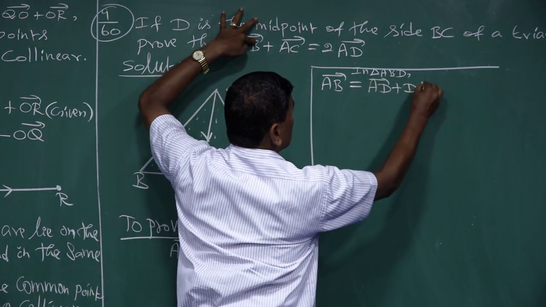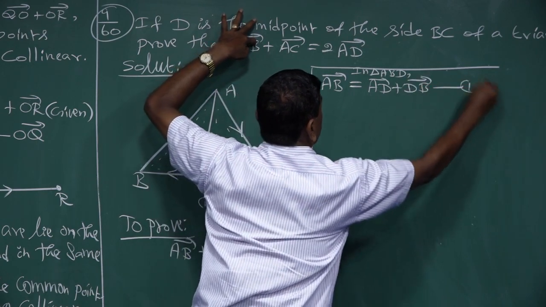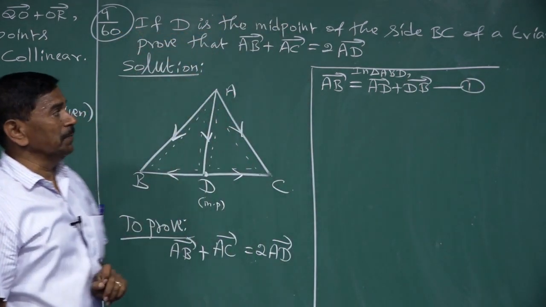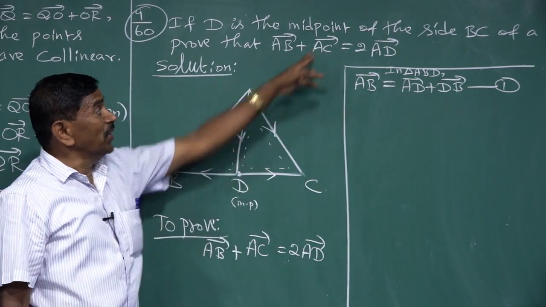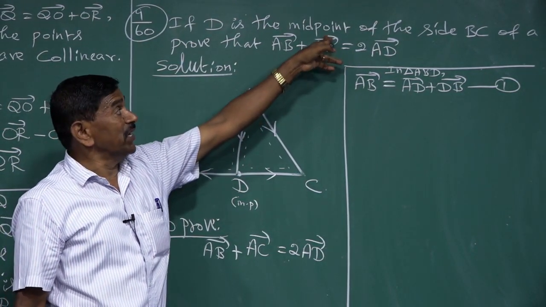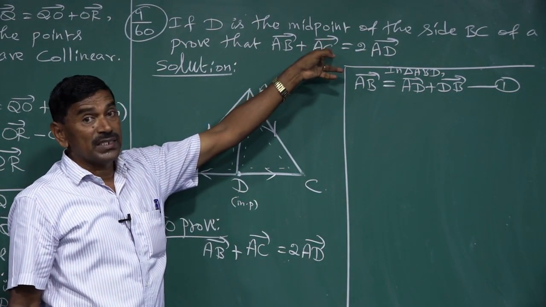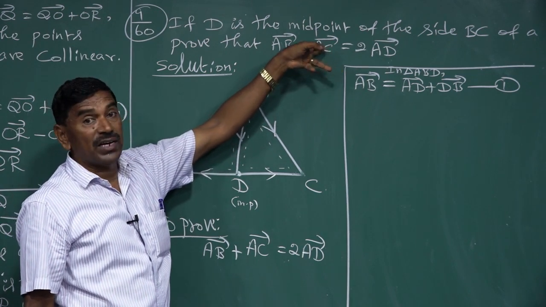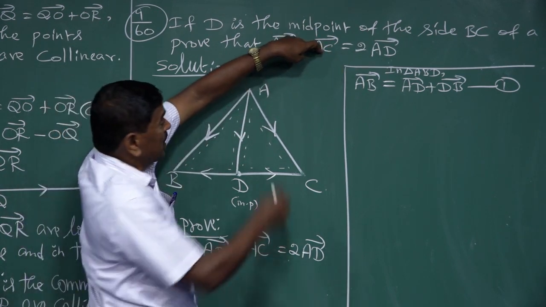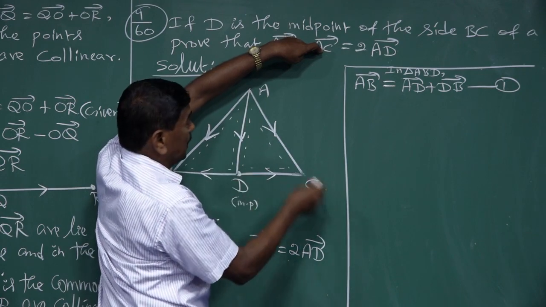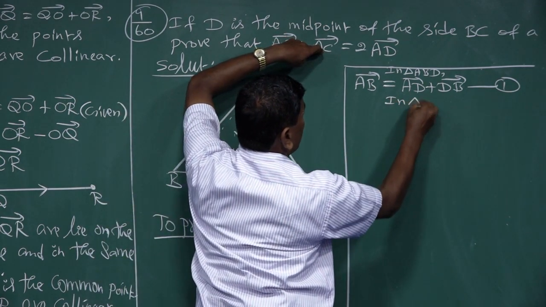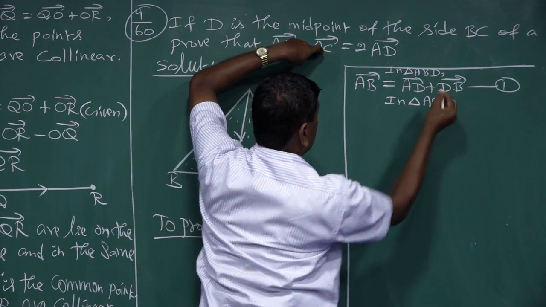AD vector plus DB vector. Let it be the first equation. First equation is ready. Okay, now, what is the second term? Yes, AC vector. And how to find the second term? That is, second term AC vector lies in which triangle? Yes, in triangle ABC. Now, in triangle ACD.